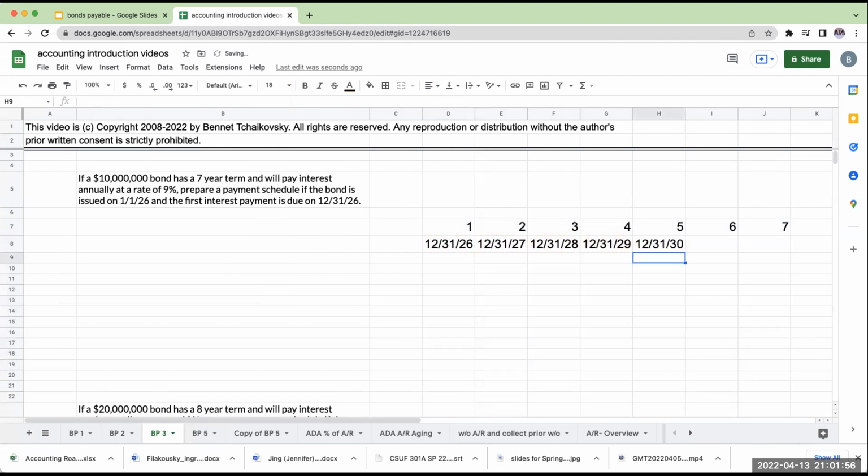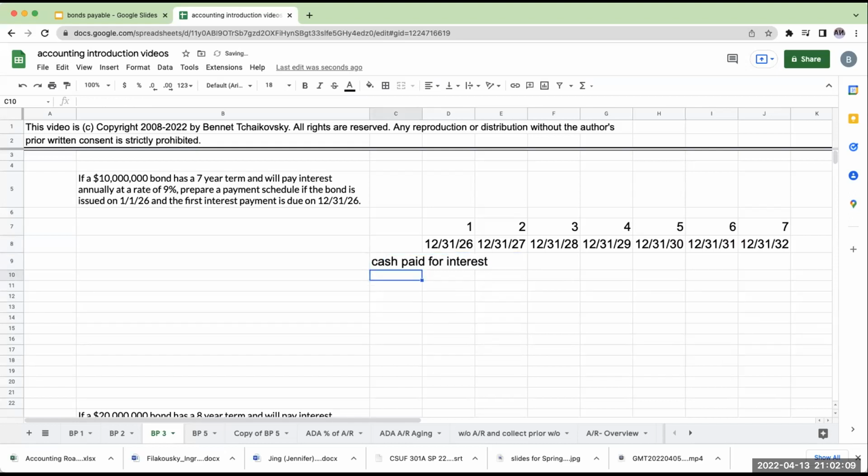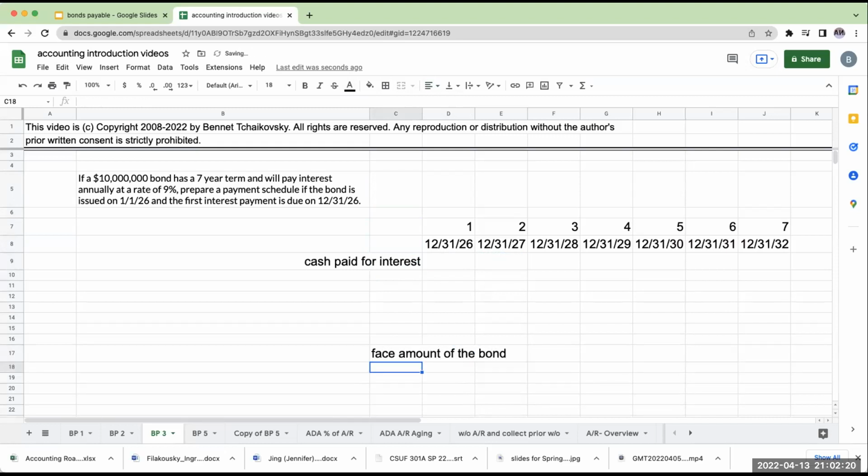So every single year, the bond is going to be paying interest. So what is it going to be paying? Well, the interest amount, or we'll call this the cash paid for interest, right? What is this amount going to be? To figure out the cash paid for interest, we're going to take the face amount of the bond, which in this case over here is going to be $10 million.